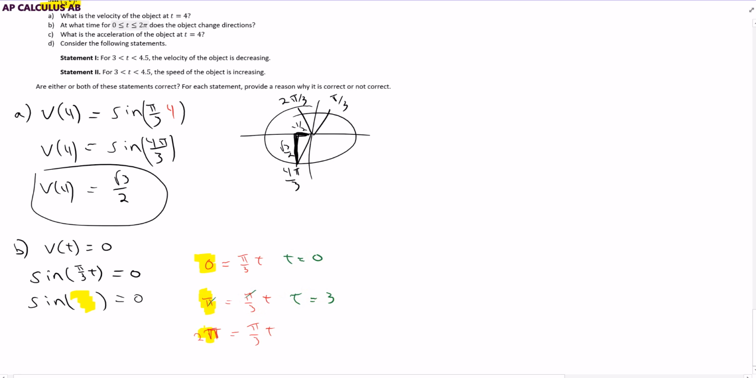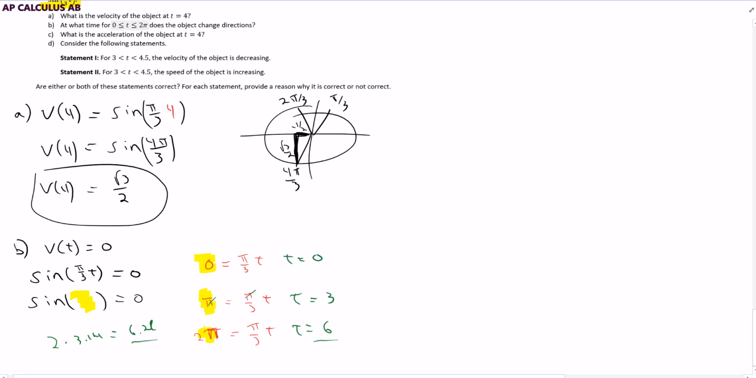And then the last one, you multiply both sides by 3, you get 6, and you divide by pi, and you still just have 6, because the pi's cancel out. So t equals 0, 3, and 6. We want to go all the way to 2 pi, which, remember, is 2 times 3.14, which is 6.28. So that 6 is going to be the biggest one.